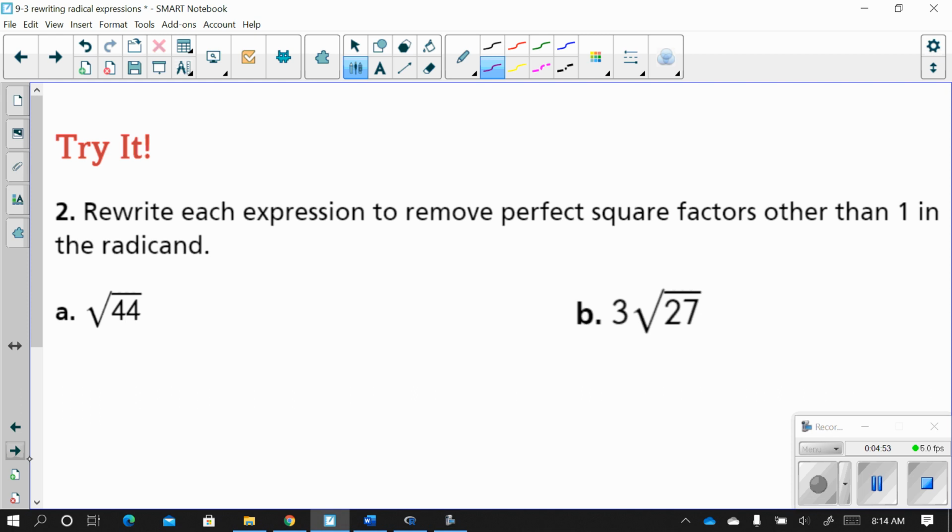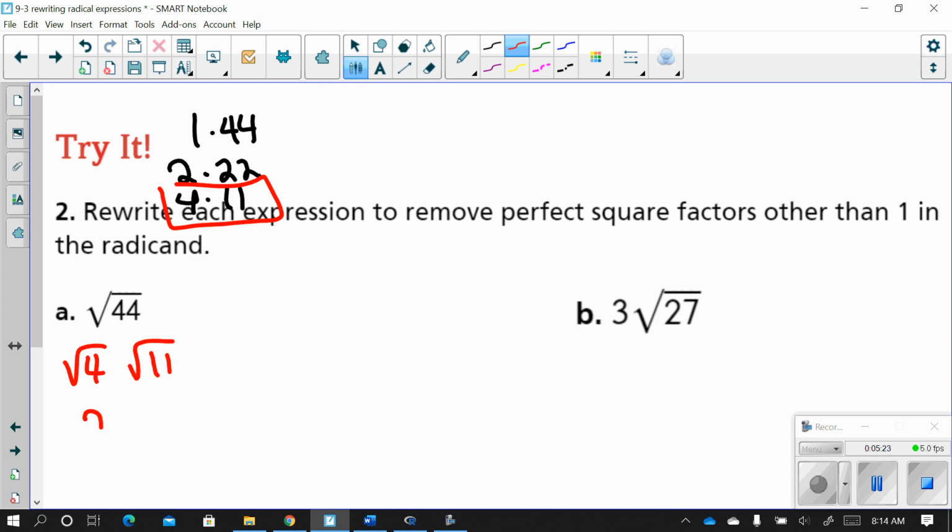Now we're going to rewrite these expressions again using what we call a hidden perfect square. Go ahead, pause the video and try letter A. For letter A, again, I think it's helpful to list the factors if you can't recognize that perfect square inside. So I know it's 1 times 44, 2 times 22, 4 times 11. That's all. Obviously I can only take the square root of 4. So this breaks down to the square root of 4 times the square root of 11. Square root of 4 is just 2, and then the square root of 11. Pause the video, try letter B.